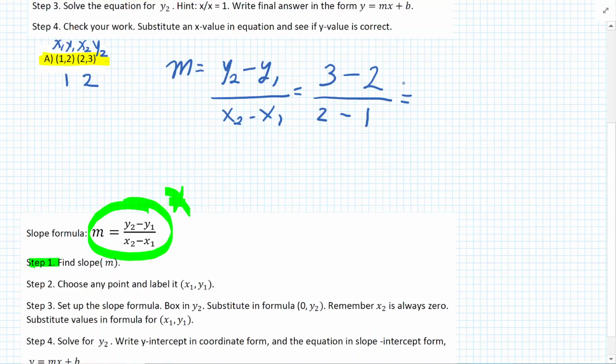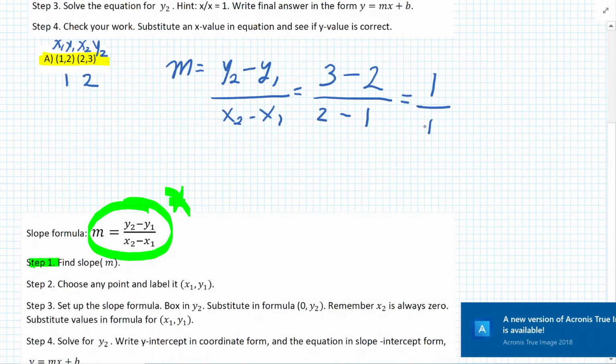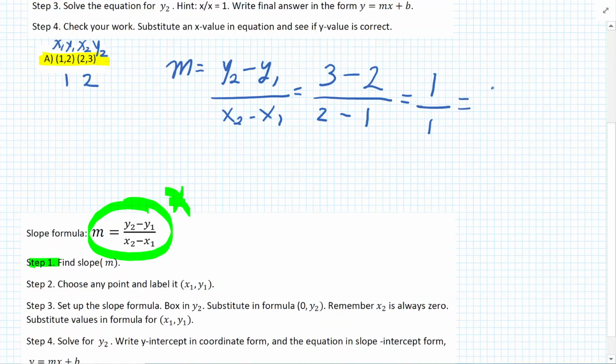So the difference of the y values is 3 minus 2, or the number 1. This is all divided by 2 minus 1, which is the number 1. 1 divided by 1 is 1. So in this situation, slope equals 1. Let's circle this so that we remember that important fact.